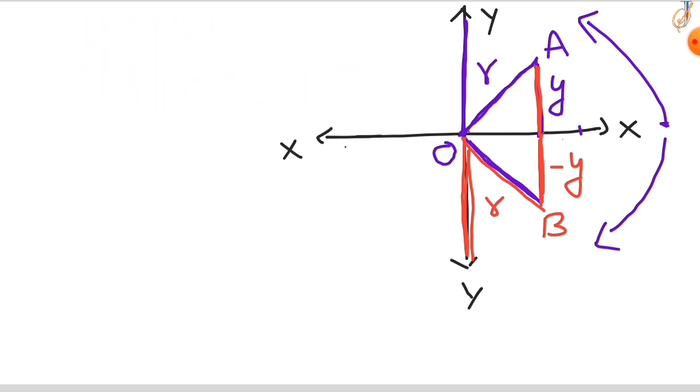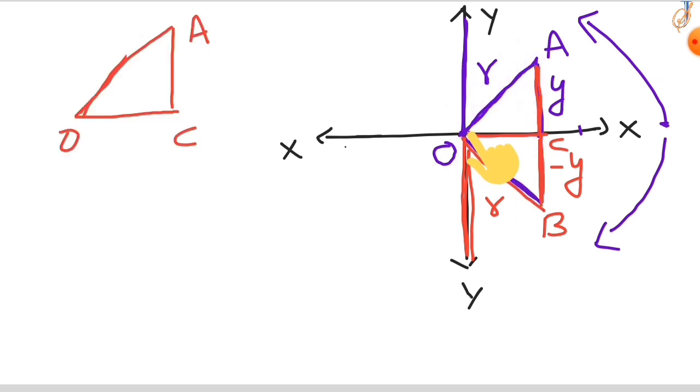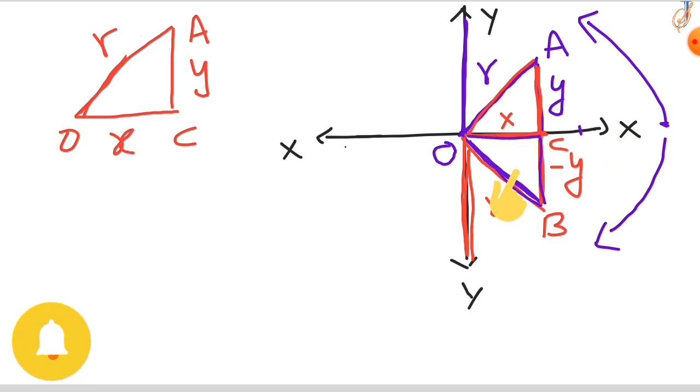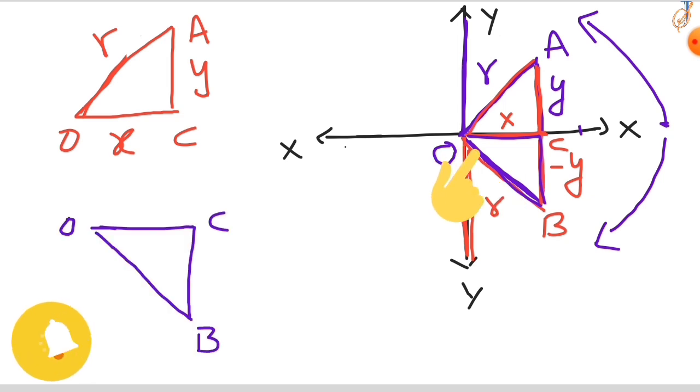This point you name it as C, and we formed two right angle triangles. So one is angle COA. So OA is nothing but r, and AC is nothing but positive y, and OC is on the x axis, so that is nothing but x. So just write x here. And also we formed another right angle triangle, which is angle COB. Here OB is nothing but radius, and BC is nothing but negative y, and OC is nothing but x.